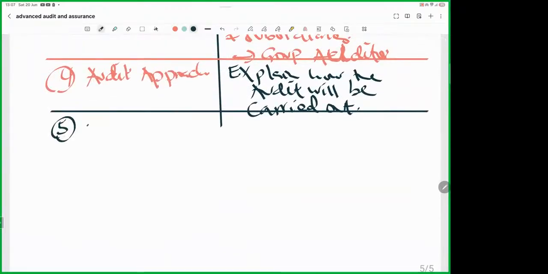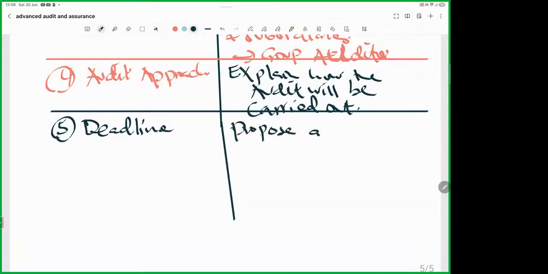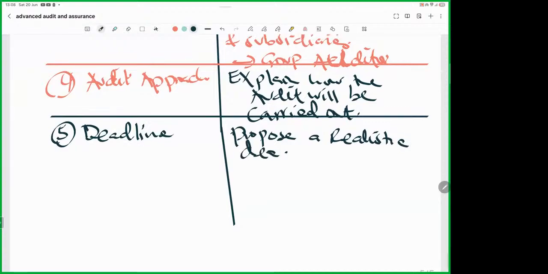Number 5, the deadline. To do the work yourself, you don't have to work with what they have told you. For the deadlines, you would rather lose that job, but give a deadline which will be feasible to you. So propose a realistic deadline. Completion date.